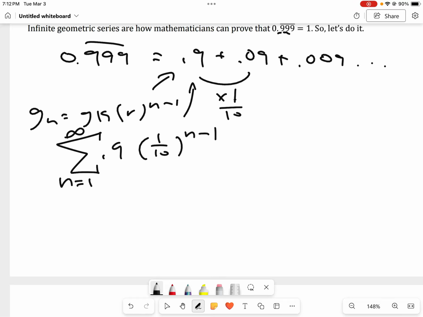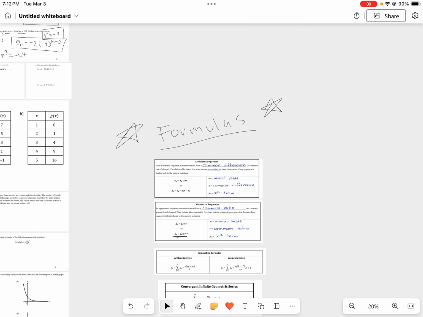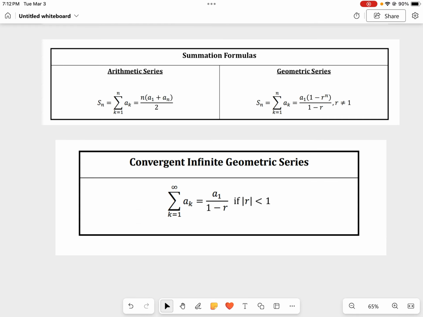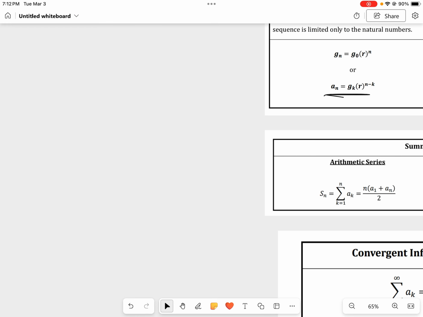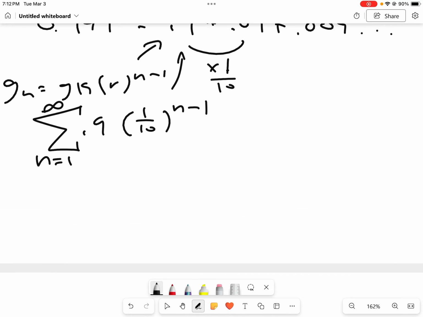And it asks us to prove it. We know the formula for infinite geometric sequences, it's right here, convergent infinite. So we do a1 over 1 minus r. It's not hard if r is less than 1, which it is. So our a1 is 0.9, or let's do it in fractions. 0.9 is just 9/10. A1, and it's 1 minus 1/10.